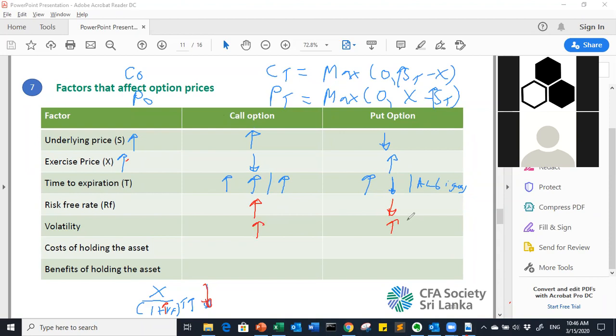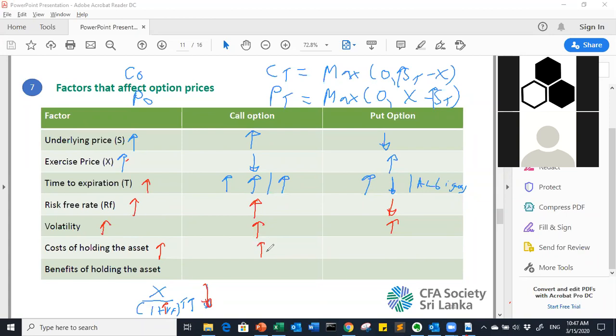Then lastly, in terms of the costs of holding the asset. Now if you think about the call option, it gives you the right to buy something. At the moment you don't own the asset, but you can own it in the future. The call option gives you the right to buy it in the future. So if the cost of holding the asset is increasing, that's a good thing for the call option, because at the moment you don't have the asset, so someone else is bearing the cost. The call option allows you to not hold the asset, because only in the future can you decide whether to go for this asset or not. So that's going to increase the value of the call option.